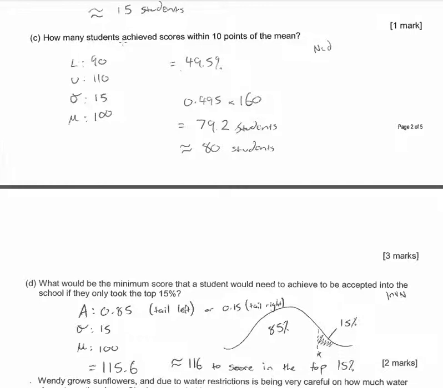How many students achieve scores within 10 points of the mean? So basically, if you had a mean of 100, we want to know what the 10 points in between that was. Well, the 10 points in between the mean was going to be 90, so 10 points on this side, which was 90, and then 10 points on this side, which is 110. So you've got your lower of 90 and your upper of 110. So you put that back into the calculator using the NCD function, and you'll find that 49.5% of the students scored within 10 points of the mean.